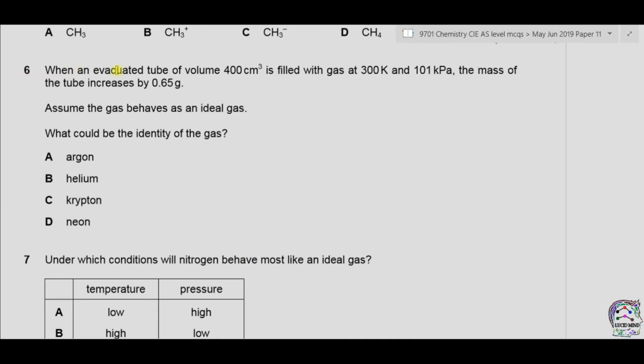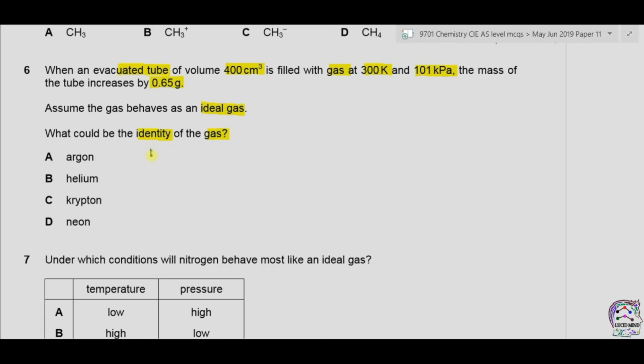Question number 6. When an evacuated tube of volume 400 centimeter cube is filled with a gas at 300 Kelvin and 101 kilopascals, the mass of the tube increases by 0.65 grams. Assume the gas behaves as an ideal gas. What could be the identity of the gas? Now, different gases are present in the answer.